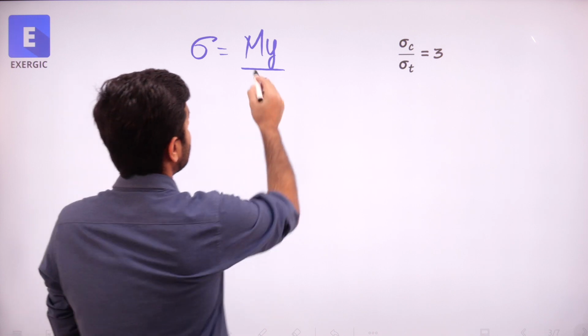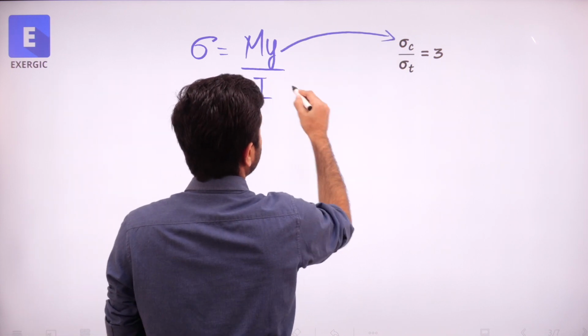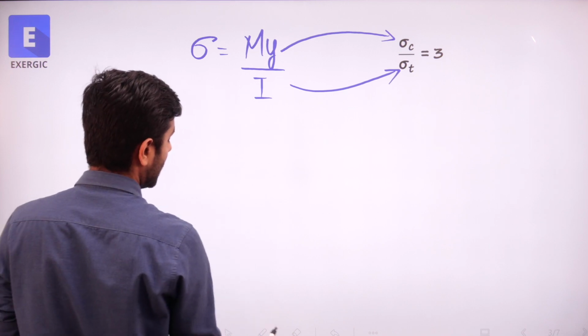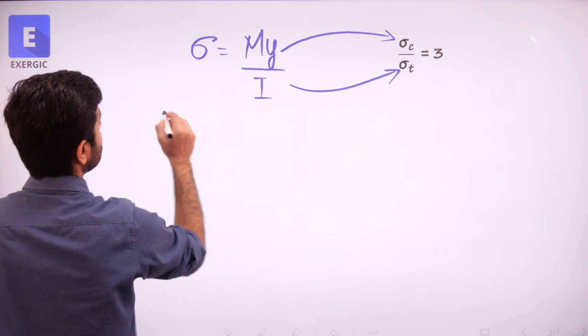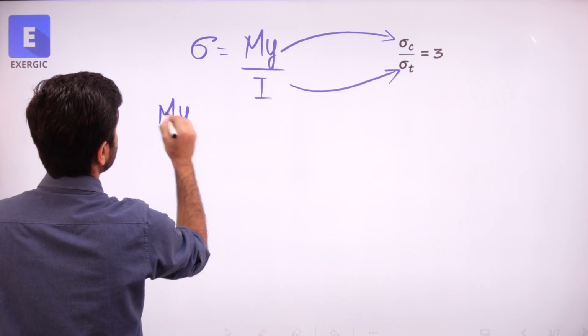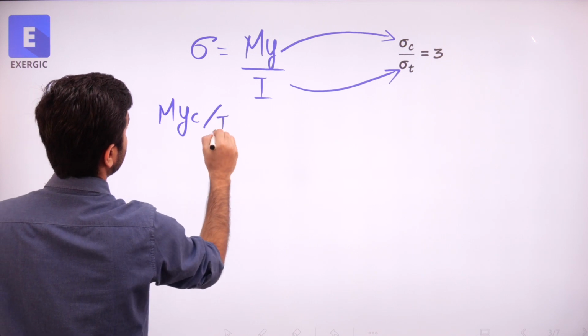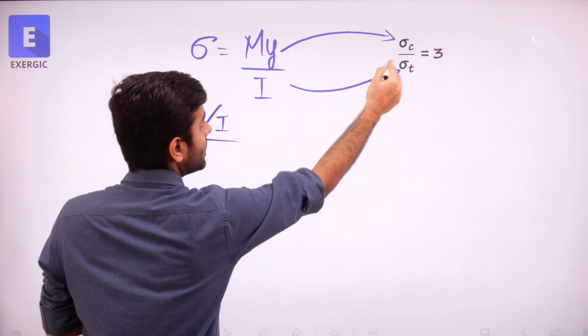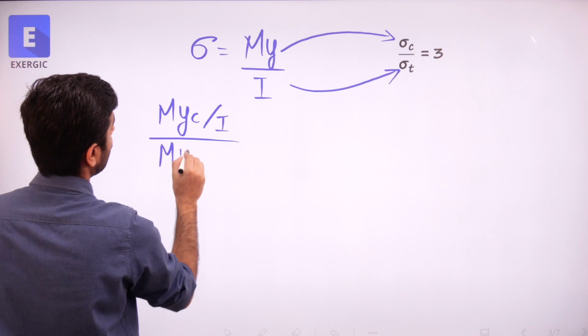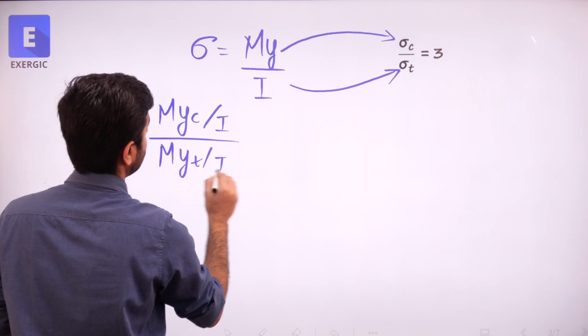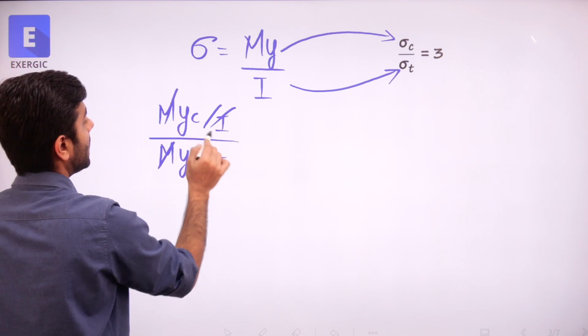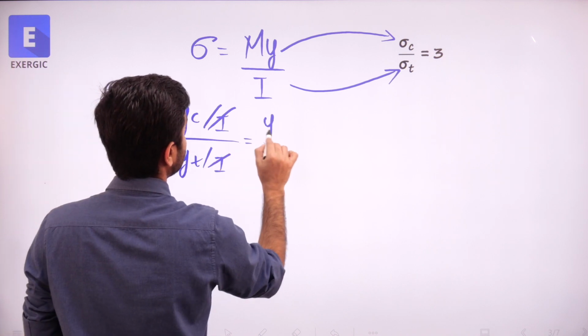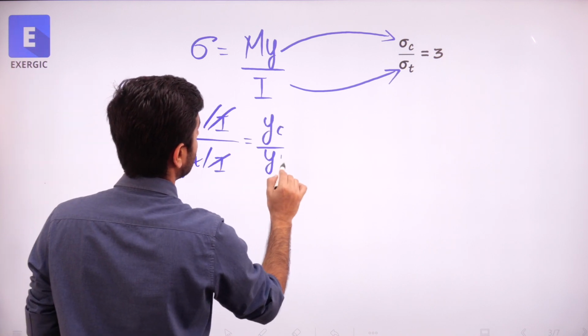Which means that if I put this value here and here, what am I going to get? I will be getting, in place of sigma c, M yc divided by I, divided by, in place of sigma t, M yt divided by I. M will cancel, I will cancel, I will eventually get yc divided by yt.